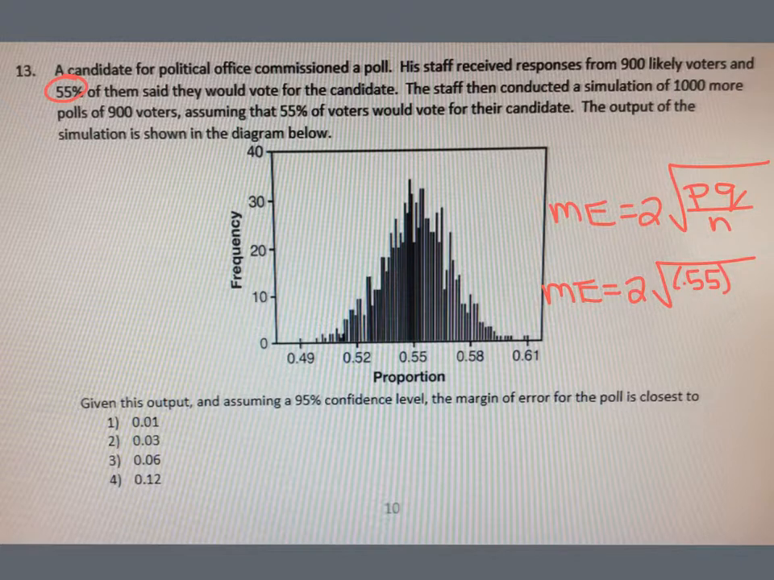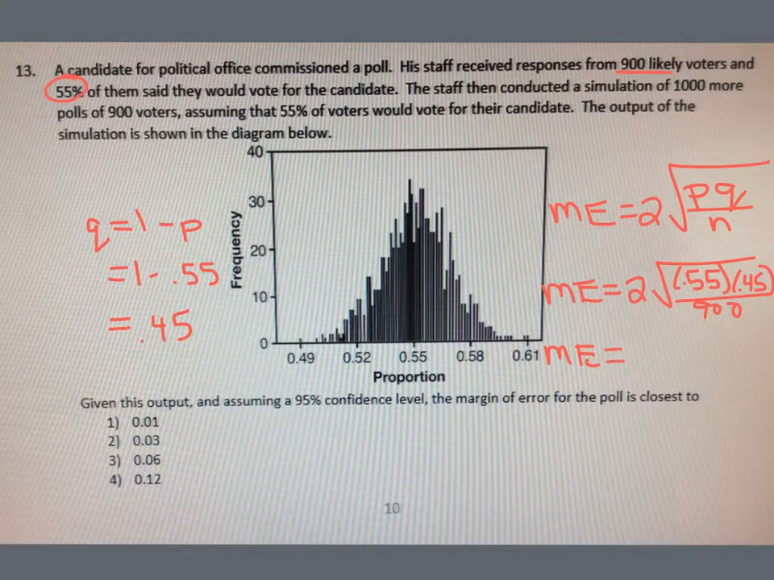And then the Q, we know, is just 1 minus 0.55. So Q is equal to 1 minus P. So 1 minus 0.55 will give me 0.45. So we'll replace that with 0.45. And then we're going to divide that by the sample size, which they say right here is 900. There were 900 voters. So if you plug that into your calculator, 2 times the square root of all that, you're going to get approximately 0.03. That's all we really needed to know to answer this question, because all they wanted you to do was find the margin of error.